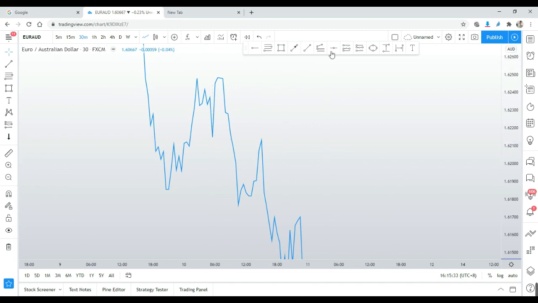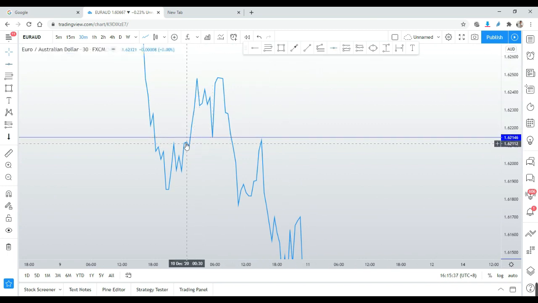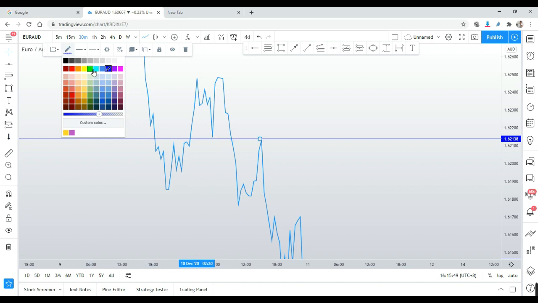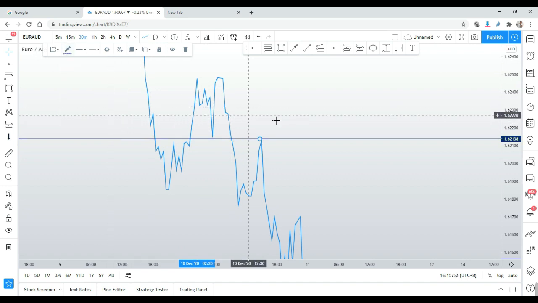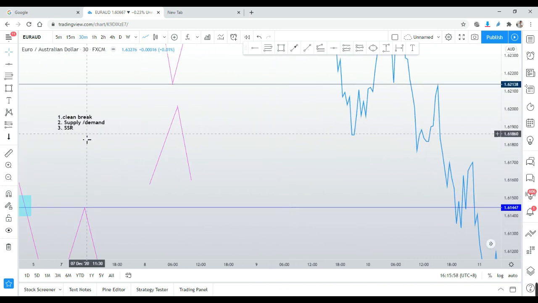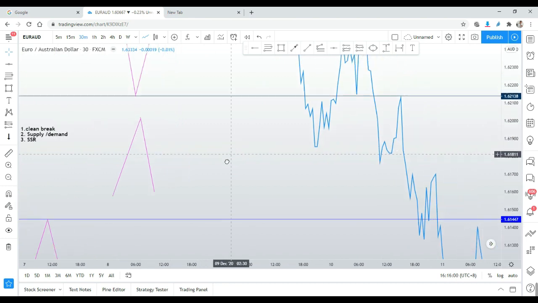Not only that, if I put my line at this area, you can see there is another A just behind it, so it's around this area. I'll put the line around here. This line will be my significant support and resistance. So this is my third criterion.